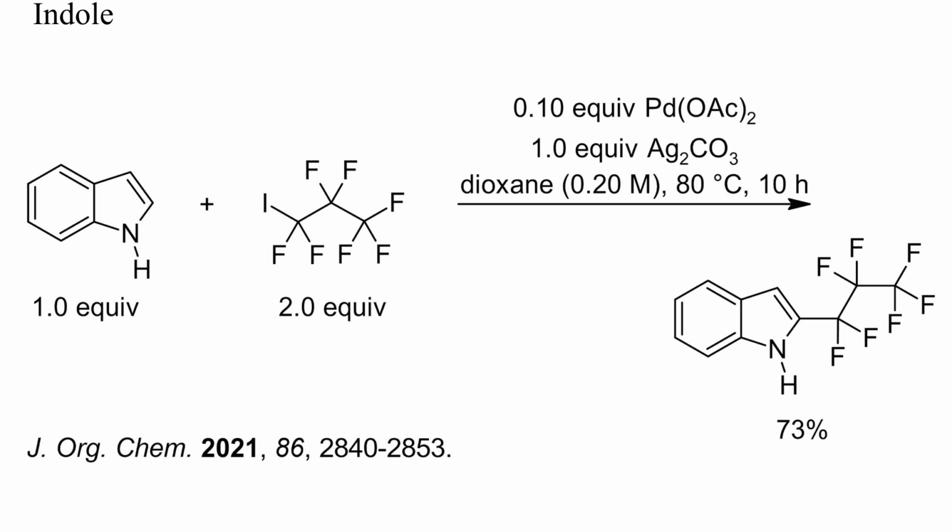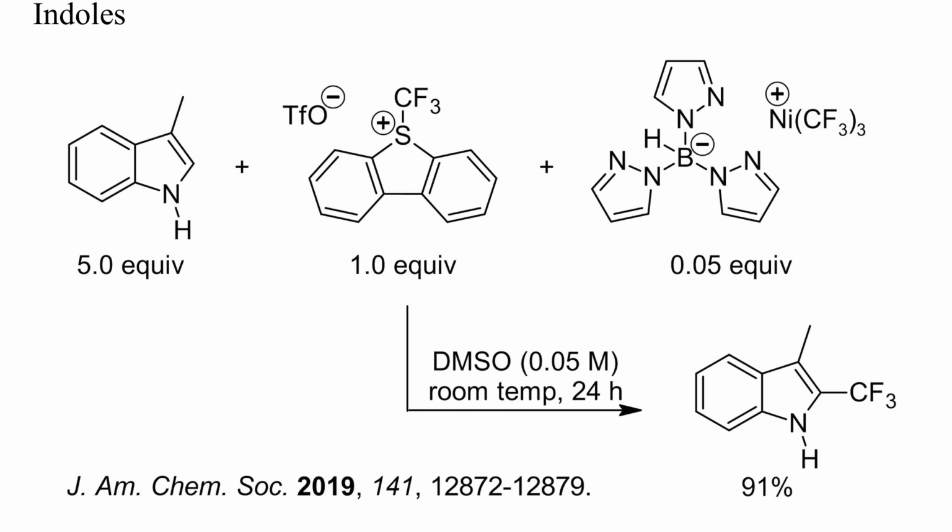Indoles react with fluoroalkyl radicals preferentially at position 2. Position 3 is more electron-rich, but sterically less accessible than position 2, which may be the reason for this unexpected regioselectivity. Here, catalytic palladium acetate and one equivalent of silver carbonate were used, but transition metal catalysis is not strictly required for this reaction. In this example, skatole was trifluoromethylated with a sulfonium salt and 5% of a nickel catalyst. In DMSO, the reaction already proceeded at room temperature.